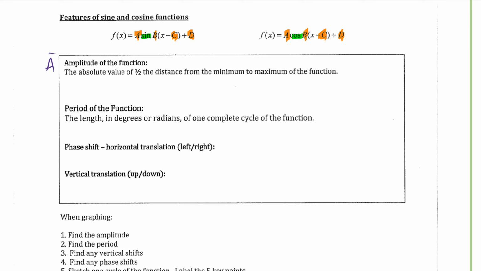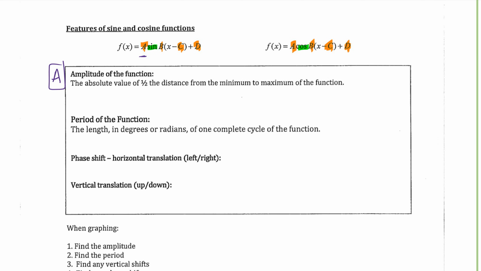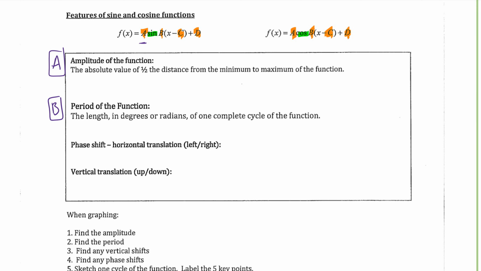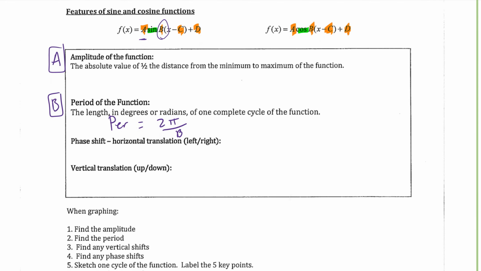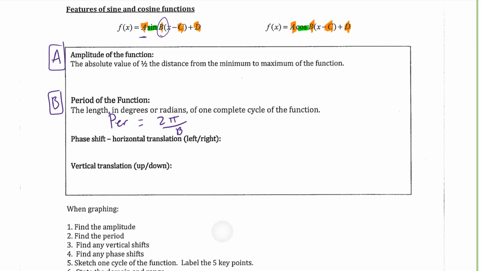Amplitude is defined as the A in the function. The period is defined with B, but B itself is not the period. The period is, by definition, 2 pi, which was our original period, divided by B. So whatever number is in front of your x, you divide 2 pi by it, and you will get the period. Okay?